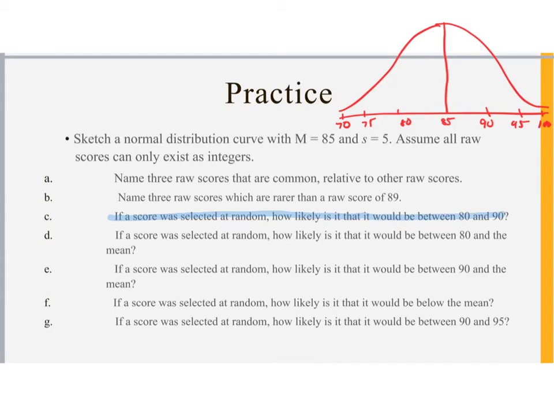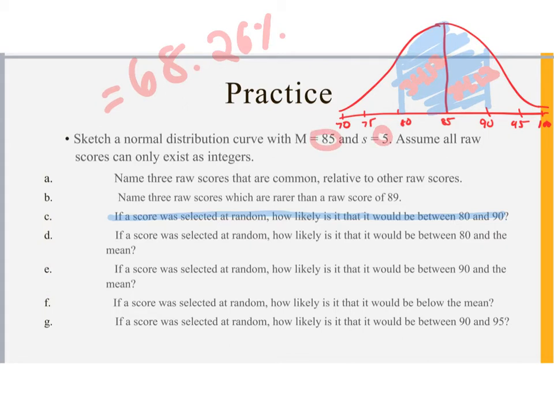If a score was selected at random, how likely is it that it would be between 80 and 90? Let's sketch, shade, and solve. I want from 80 to 90. That's one standard deviation below the mean to one standard deviation above the mean. So I can flip back to my earlier charts and I'll see that this is 34.13% in the lower portion, 34.13% in the upper portion, and if I add those, I get a total of approximately 68.26%, because about 68.26% of scores are expected to be from one standard deviation below the mean to one standard deviation above the mean.